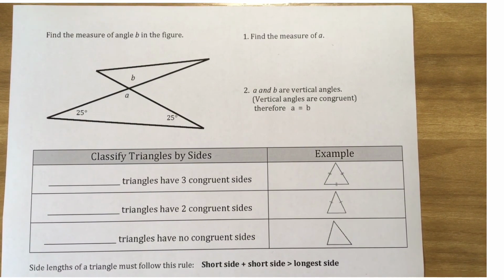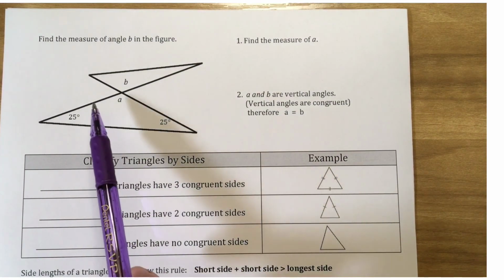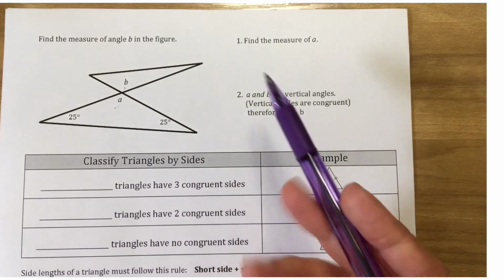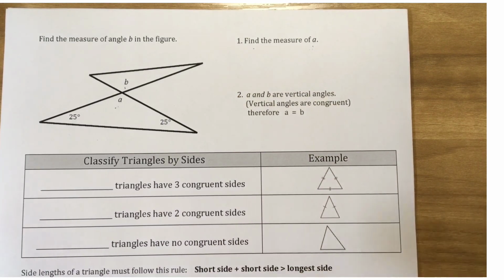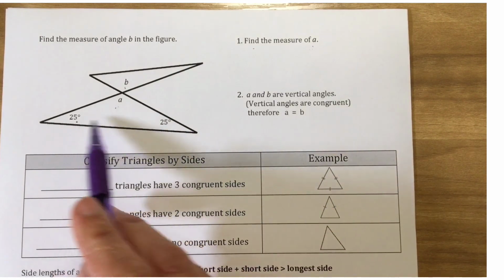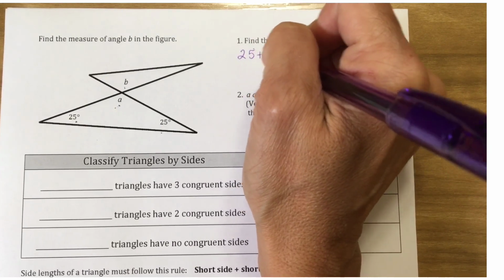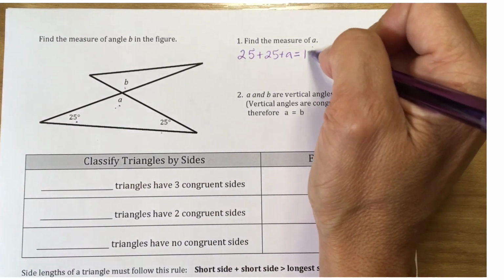So it's asking for you to find the measure of angle B in the figure. Let me slide this over here. So when you're finding this missing measure of angle B, we have a couple things going on. So we're finding this missing measure of angle A, and this is one of the interior angles in this triangle. So we're going to do just what we did. We have 25, 25, and A. So we're going to take 25 plus 25 plus A is equal to 180, since interior angles add to 180.